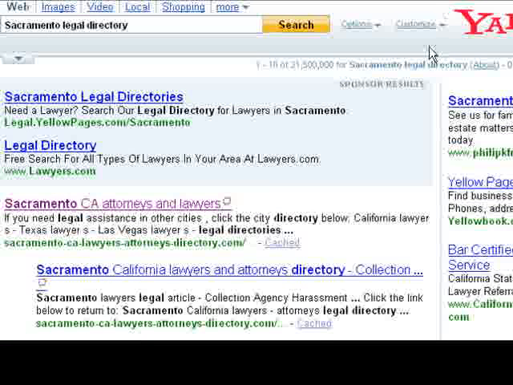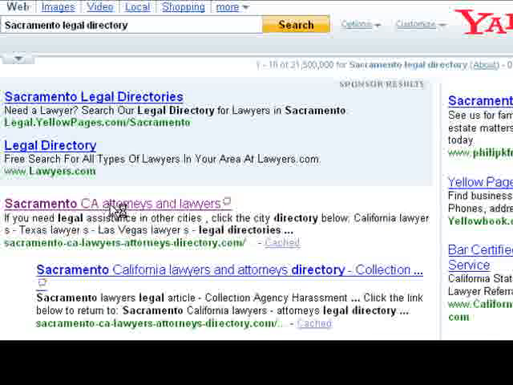Let's jump over to Yahoo over here and do kind of the similar thing, and let's say Sacramento legal directory is right. We typed in here again 1 through 10 of 21,500,000 results for that, and the very first one is our directory right over here. And then we also have an indented one right under it, so it's like 2 spaces over here. This is pointing to probably an article that we have on the directory site.